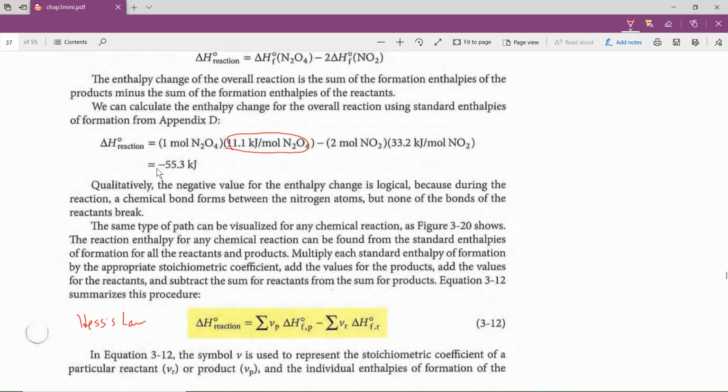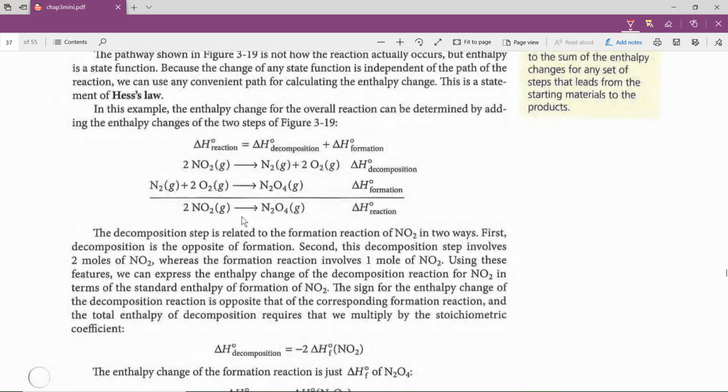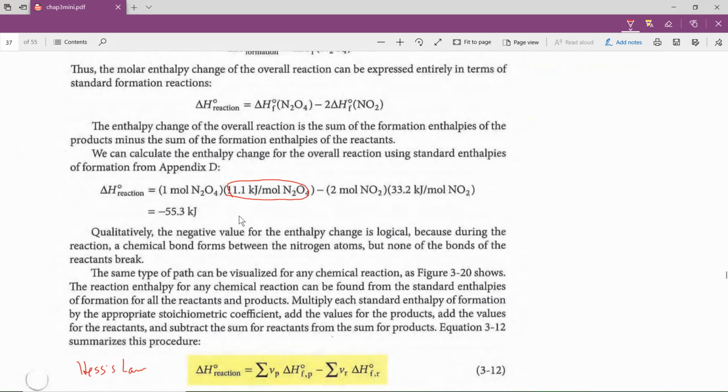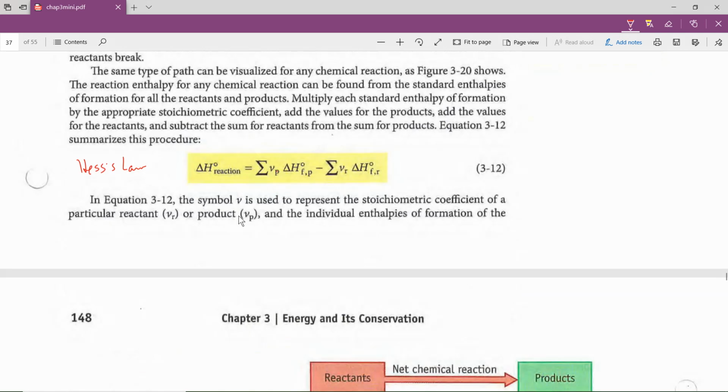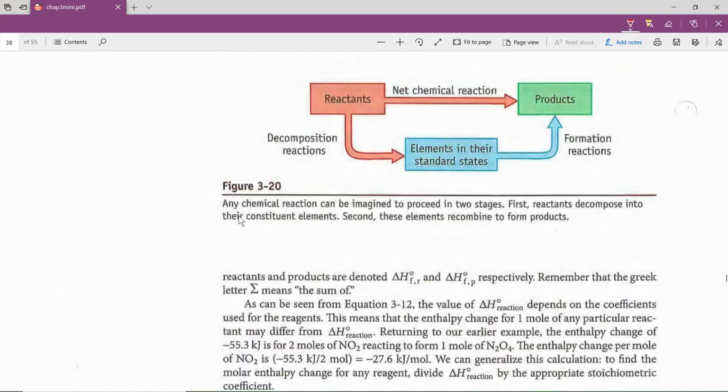During the reaction, a chemical bond forms, but none of the bonds break. So that's what happened. Let's go back. What is my reaction? 2NO2 goes to N2O4. Right. So we're getting more energetically happy, so my delta H naught is negative. Okay.